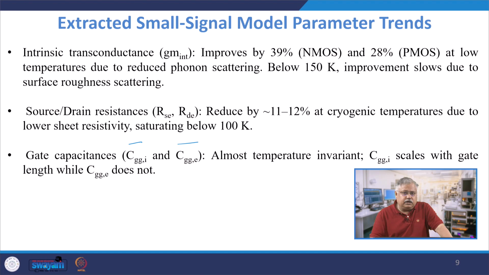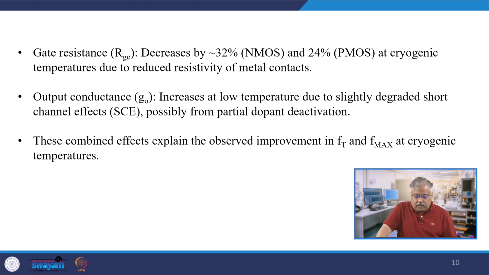So what we have found out is that typically the improvement in the intrinsic transconductance is 39% for NMOS and 28% for PMOS. As you can see, the NMOS improvement is much better as compared to PMOS, and that is expected because of the higher mobility of NMOS. Source drain resistance shows a minor improvement, and the gate capacitance is almost invariant across the various values.